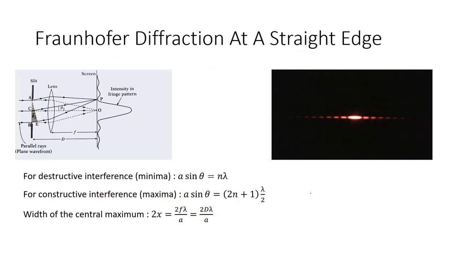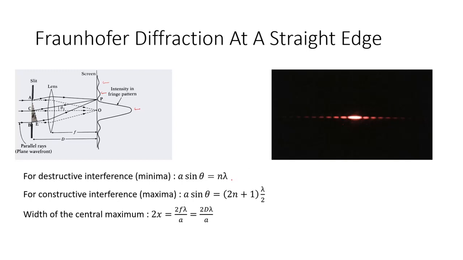Next type of diffraction is Fraunhofer diffraction. So Fraunhofer diffraction is the diffraction when we are dealing with plane wavefronts, or we have the source, the slit and the screen at infinite distances. So in Fraunhofer diffraction, what you see here, you will have a central maxima and other secondary maxima towards either side of the central maxima with decreased intensity patterns.